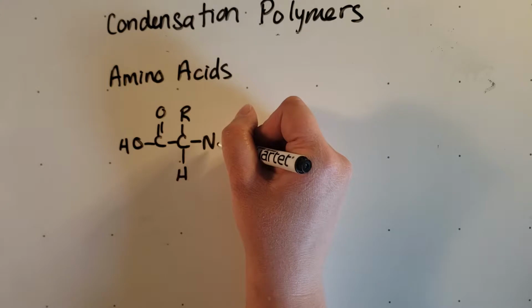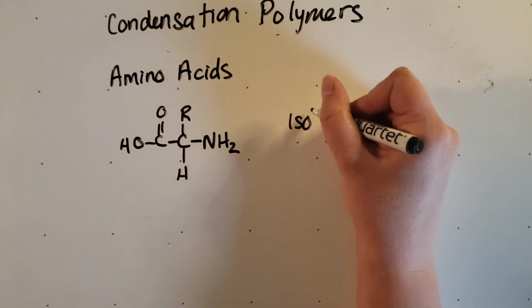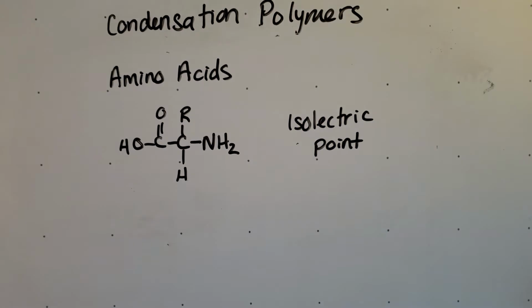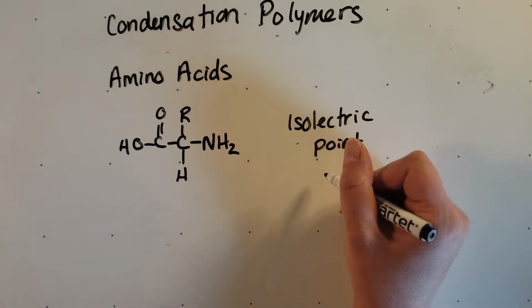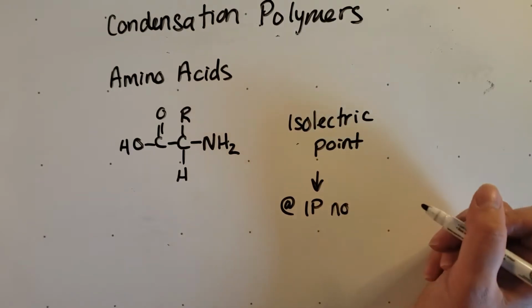The rest is always the same. And then we have an amine group. Okay, so that is our generic amino acid. And when I said that they behave differently depending on the conditions, we're really thinking about pH in this scenario. So we have something called an isoelectric point. And when the amino acid is at its isoelectric point, it is going to have no charge. So in conditions at the IP point, there's no overall charge.